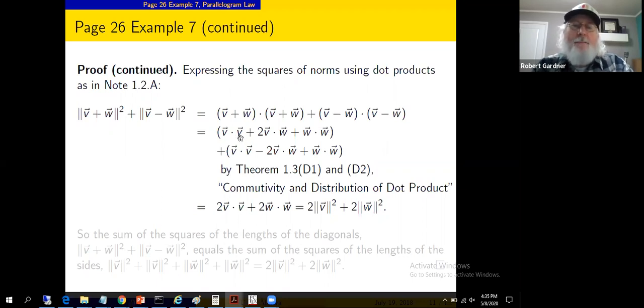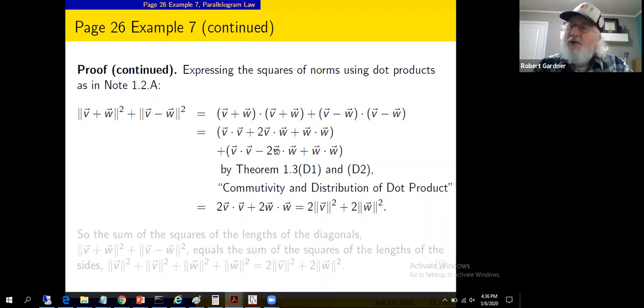We've got vector V dot vector V, and we've got two of those. Let's collect those together. Same thing with the W's. We've got two of those. Let's collect those together. Ooh, we've got 2 V dot W minus 2 V dot W.